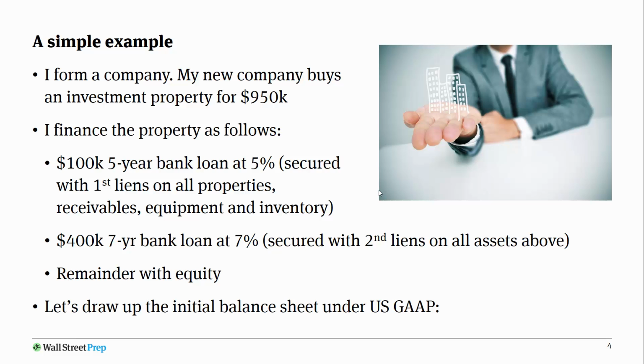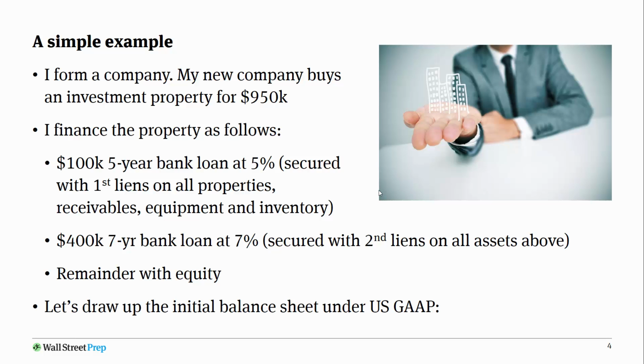So our simple example starts with the idea that you form a company. So this new company, I'm forming it. I buy just one asset at this point to form the company, and it's an investment property for $950,000. So the business idea here is to generate rental income from my investment property. So I buy a $950,000 property, and I finance it with a $100,000 5-year bank loan at a 5% interest.